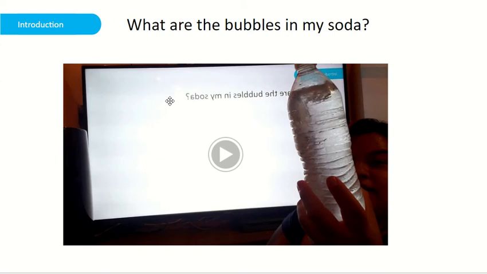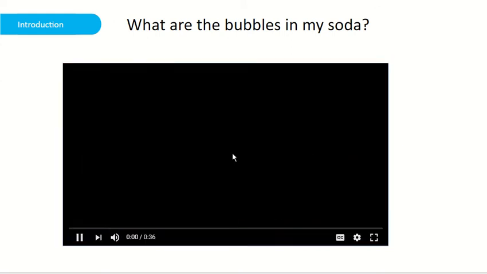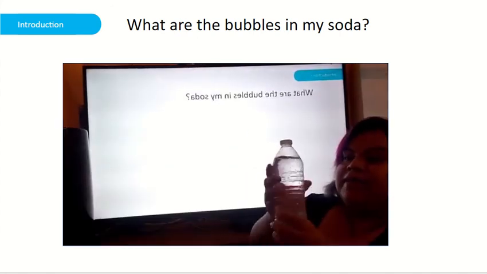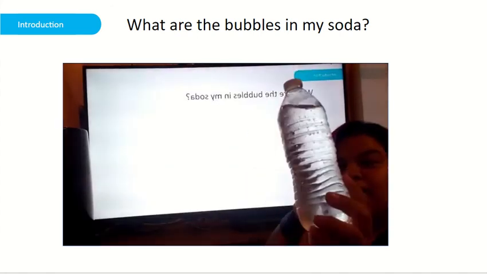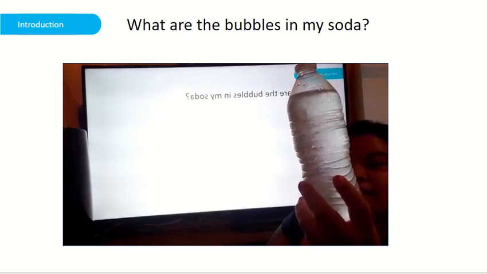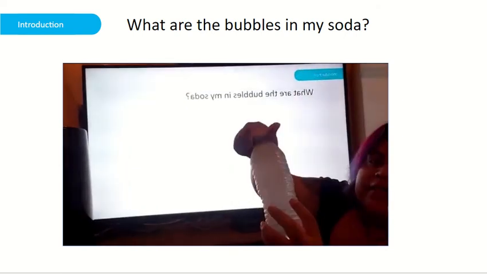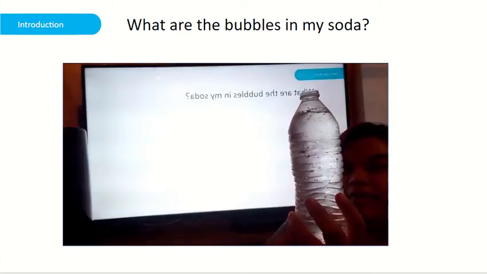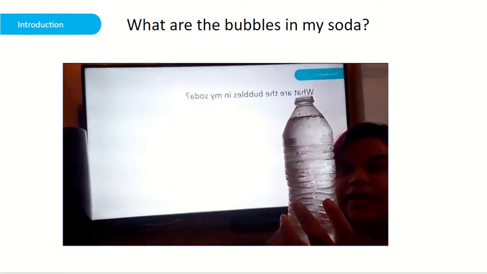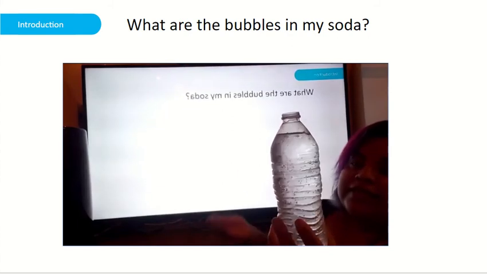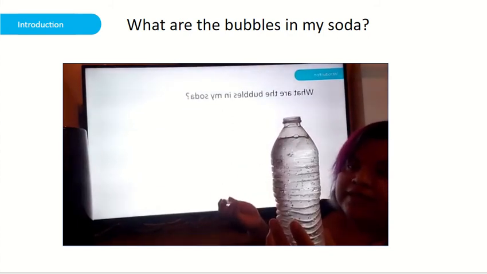First question is, what are the bubbles in my soda? Here, I have a water bottle. You can't really see much, but it's a normal water bottle until I shake it up. And then what happens is we see all the bubbles coming out of the water. We hear that hiss when we open it, just like we would if it was a soda.